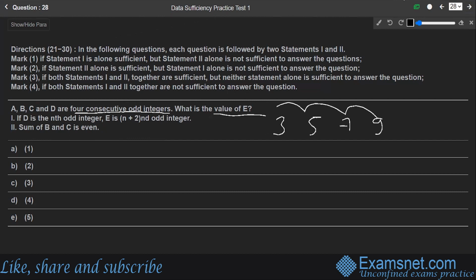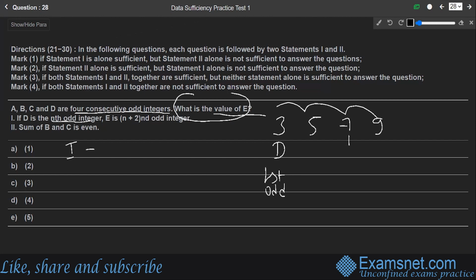Okay. Now let us see the first statement. First statement says if D is nth odd integer, E is n plus 2 odd integer. What we are supposed to find is, what is the value of E? But value of E will depend on, if you see statement number second, the value D is the nth odd integer. So let's say this is D, that is first odd integer. Okay, first odd integer, and E is n plus 2. So if n value is 1, D is the first one, n plus 2 is 1 plus 2, that is third.